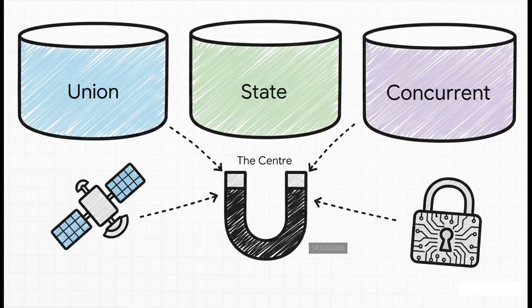These are called residuary subjects, and our Constitution is very clear. Any subject that is not mentioned in any of the 3 lists automatically goes to the center. This is another feature that strengthens the union government's position.